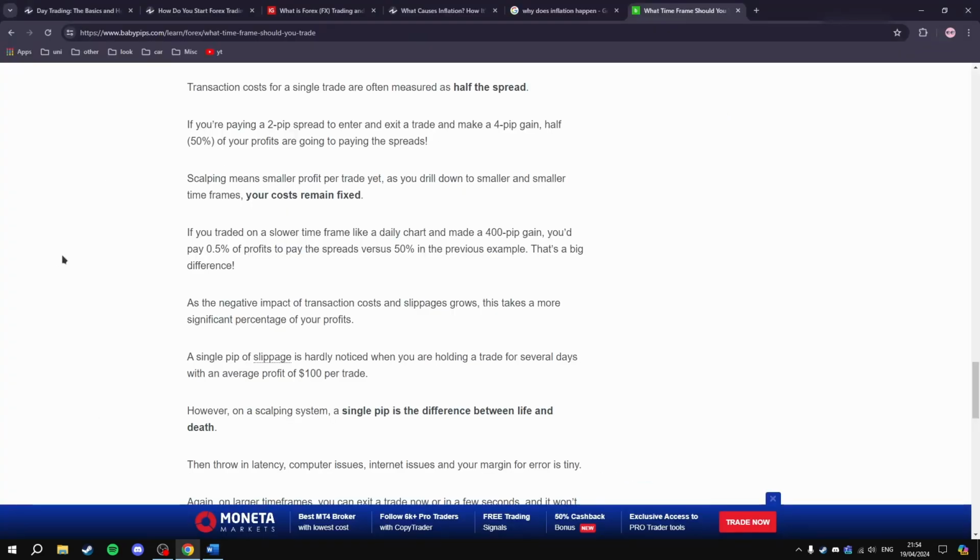If you're paying a 2 pip spread to enter and exit a trade and make a 4 pip gain, 50% of your profits are going to pay the spreads.